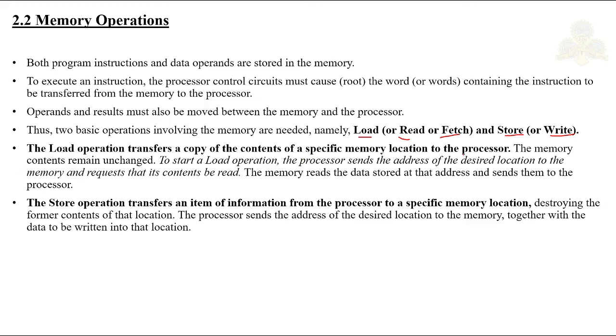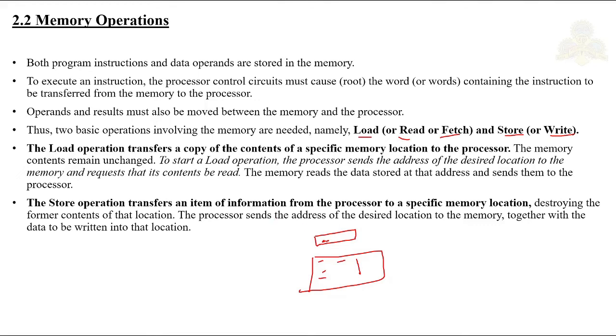The memory contents remain unchanged here. So we already know, suppose this is your memory and this is your processor, we know the connection between them, right? We have MAR, MDR, PC, IR, all these things. So whenever you want to read something from the memory, suppose from this location, while reading, you do not change the content of it. You just copy it or you just read it, right? The memory content remains unchanged.